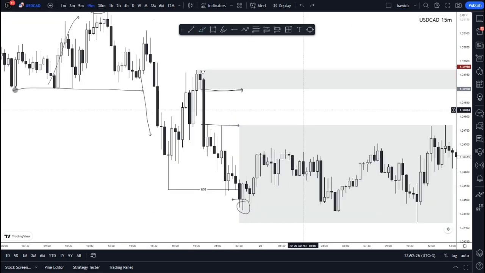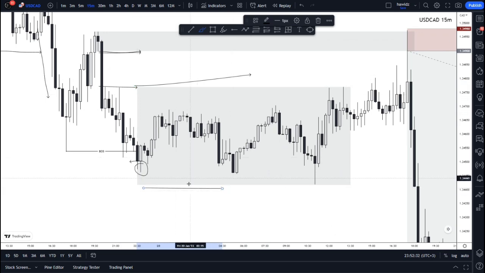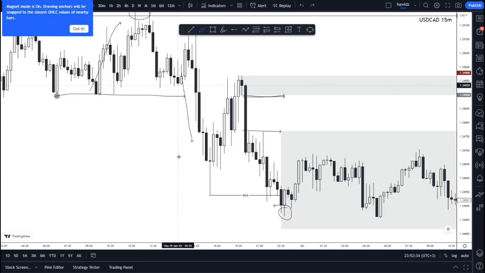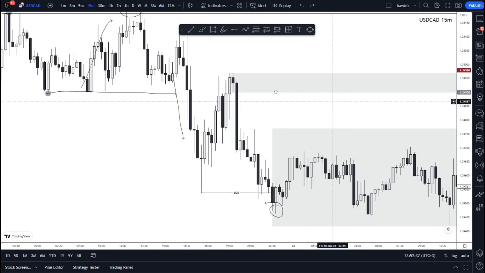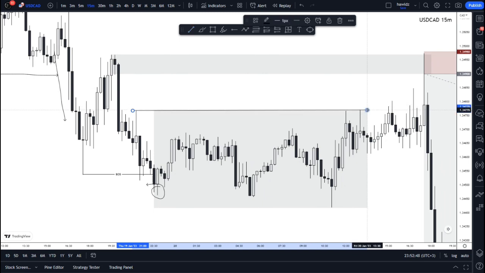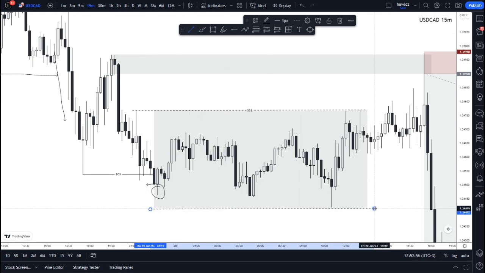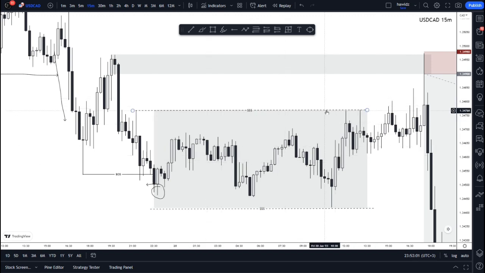From there, price began to consolidate, creating this range right here. And as I said before in that liquidity video, a range is simply a move of price building up liquidity on both sides of the market. So we have the so-called buy side liquidity on top of here, and also the sell side liquidity down here. So price is basically building liquidity on both sides of the market.